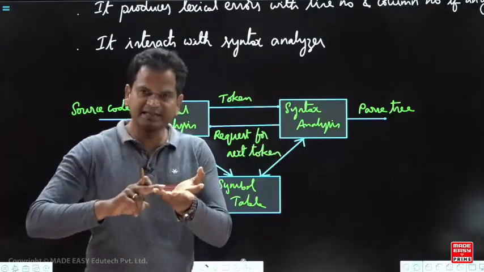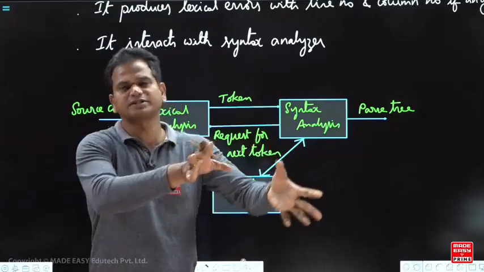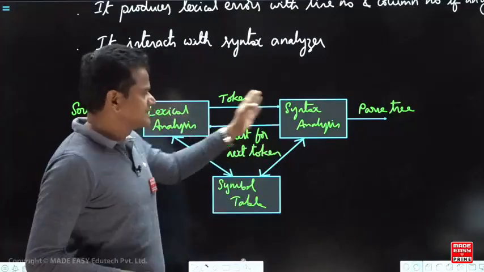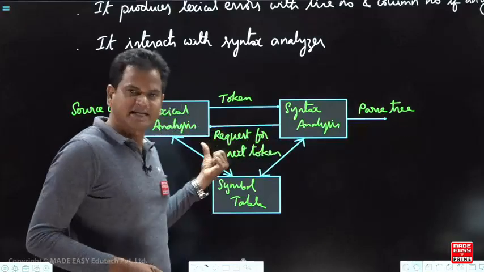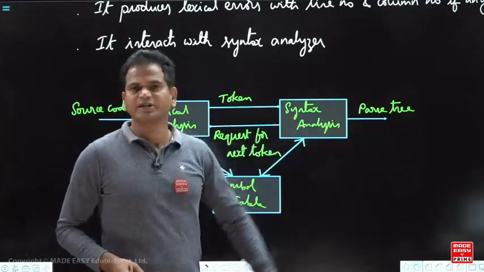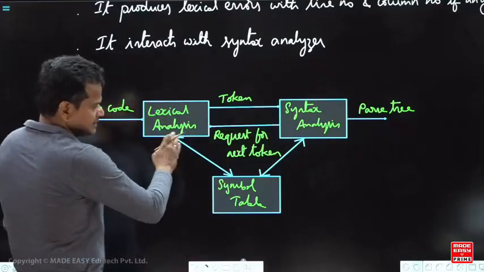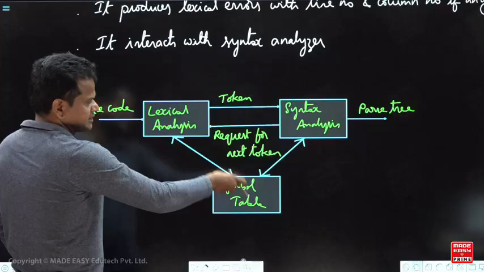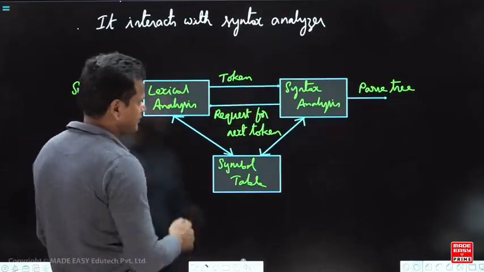Actually, lexical, syntax, semantic, these all work together simultaneously. So, token, then syntax analysis, then parse tree, then meaning of the parse tree, then again come back. Next token, then parse tree, then meaning of the statement. All will work together, and simultaneously they can interact with the symbol table. The information will be fetched from the symbol table whenever it is necessary.